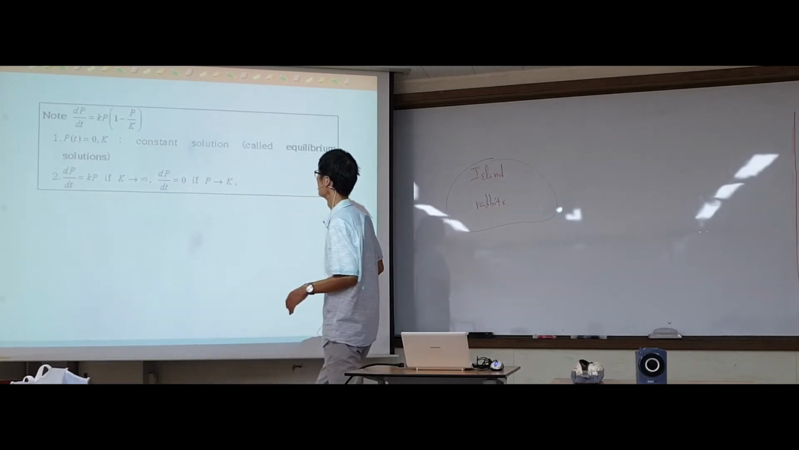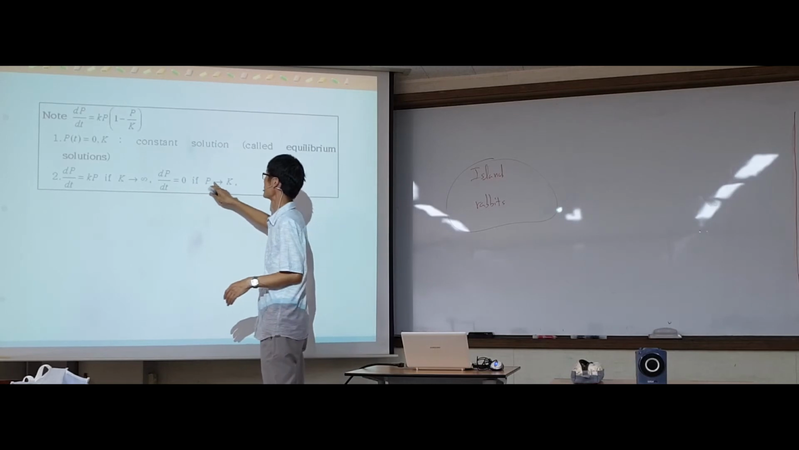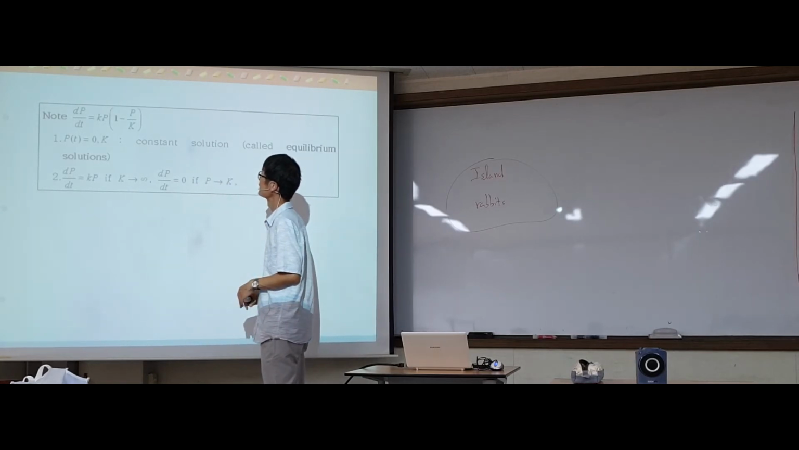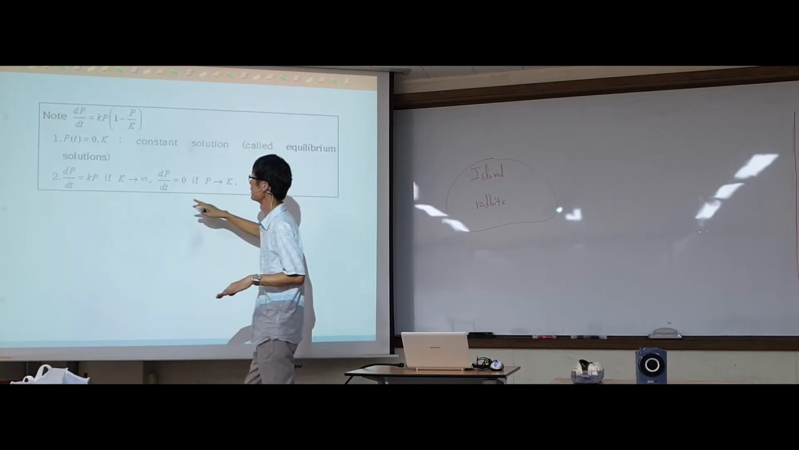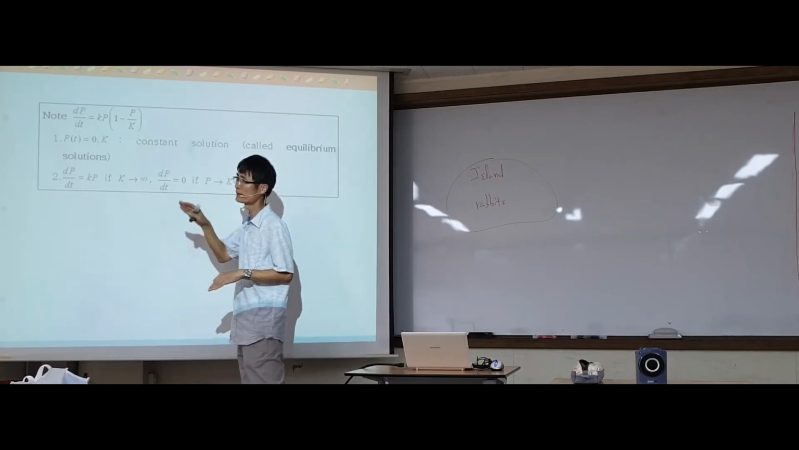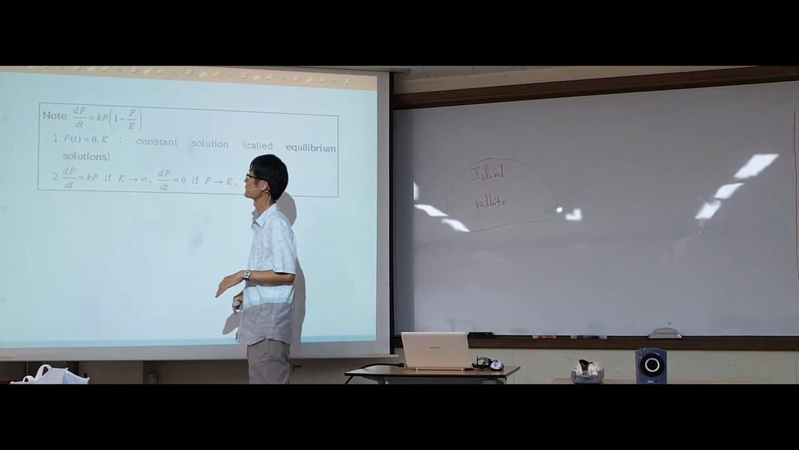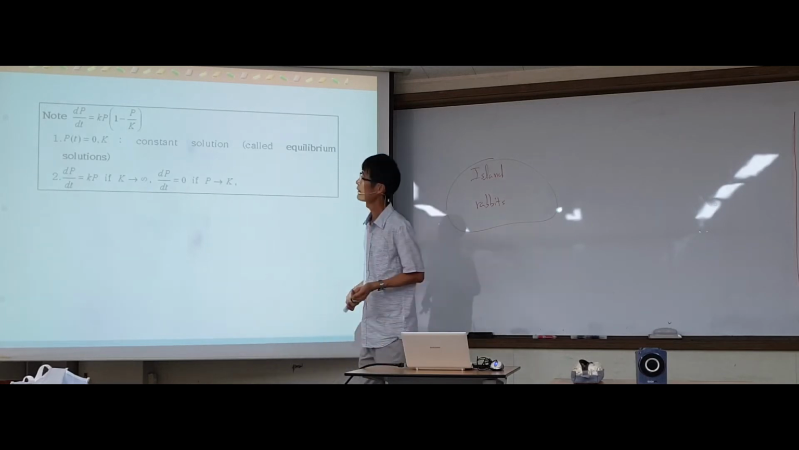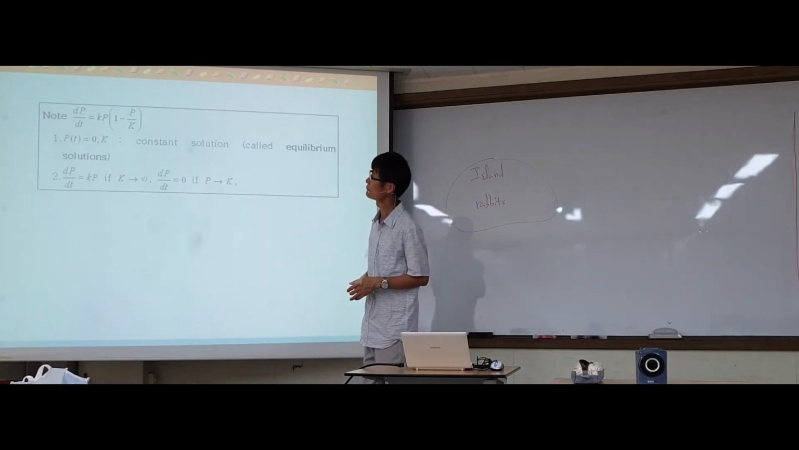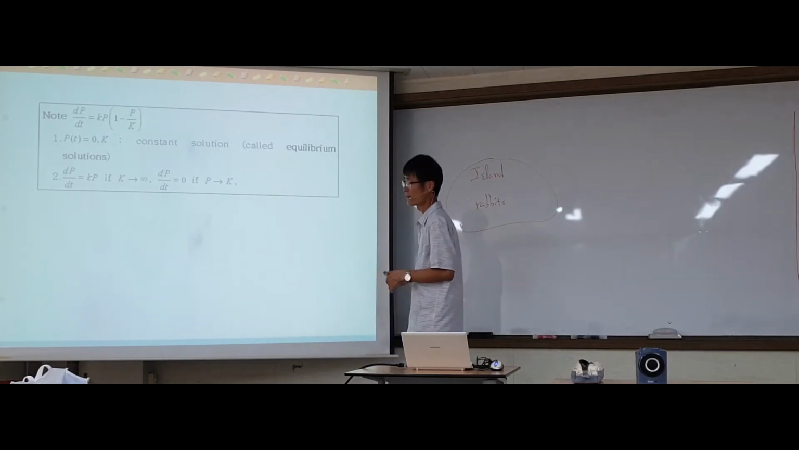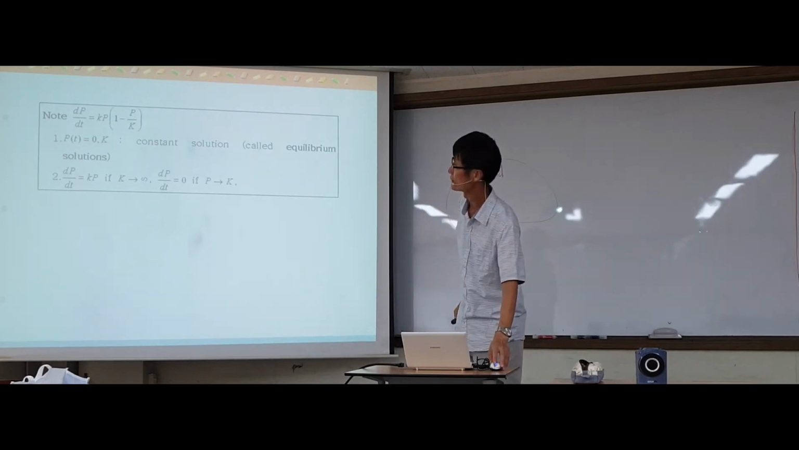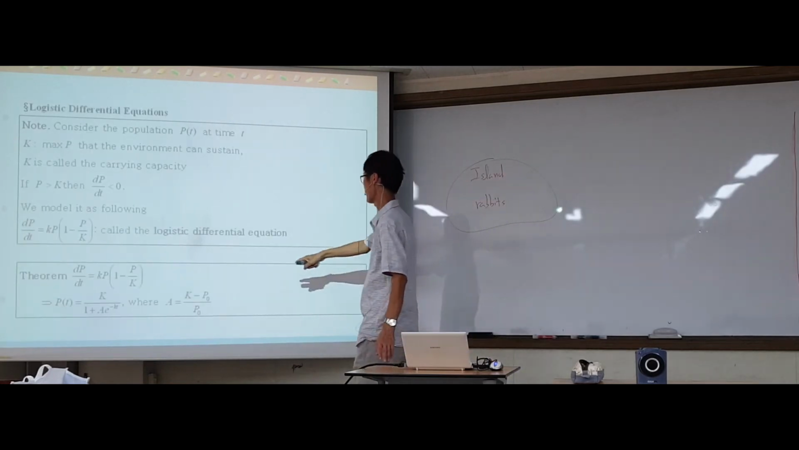But if the number of rabbits is almost k, then it is a very stable condition, and so the number of rabbits may not be increased or decreased. So dp over dt may be approximately 0. So you can see that the model for the number of rabbits is natural, and then we consider how to get this theorem.